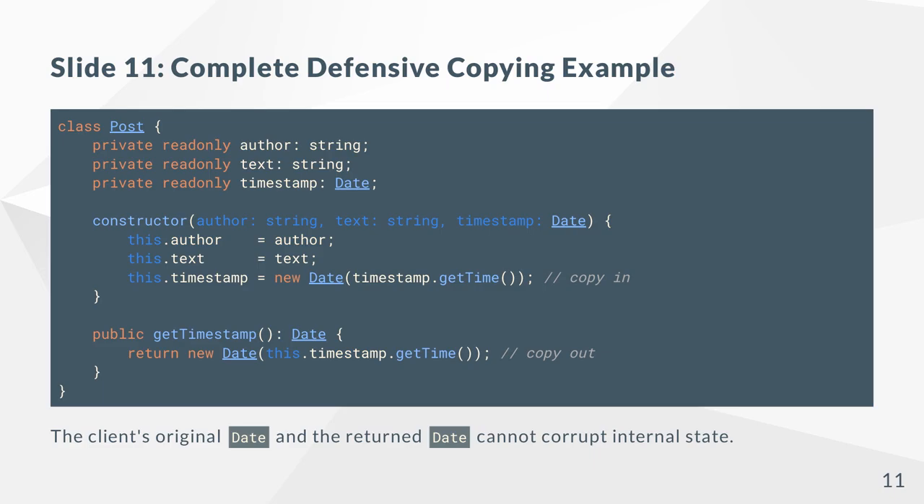Here is the complete defensive copying pattern applied to post. The constructor copies the incoming date using new Date(timestamp.getTime()). The getTimestamp observer returns a fresh copy each time it is called. The internal timestamp field is now fully protected. No alias can reach it.